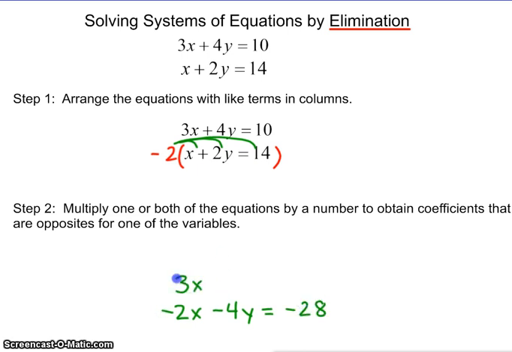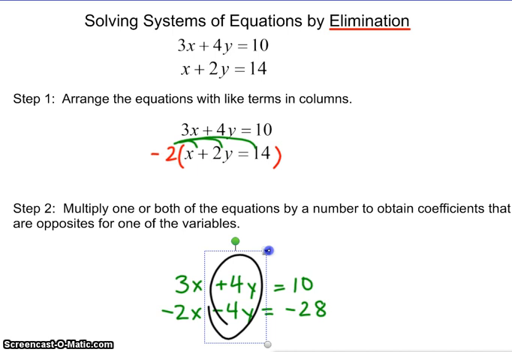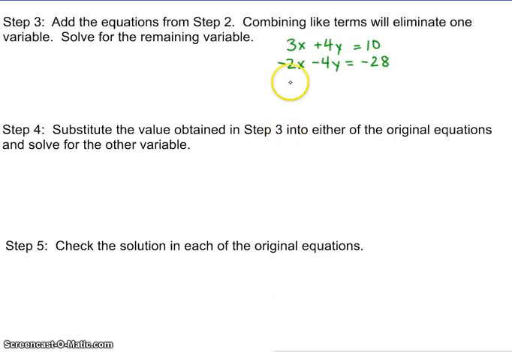If I bring the other equation down, we'll notice right off the bat that these two y terms are going to cancel each other out or add to be 0. So I'm going to go ahead and add the two equations. 3x plus 2x is 1x.